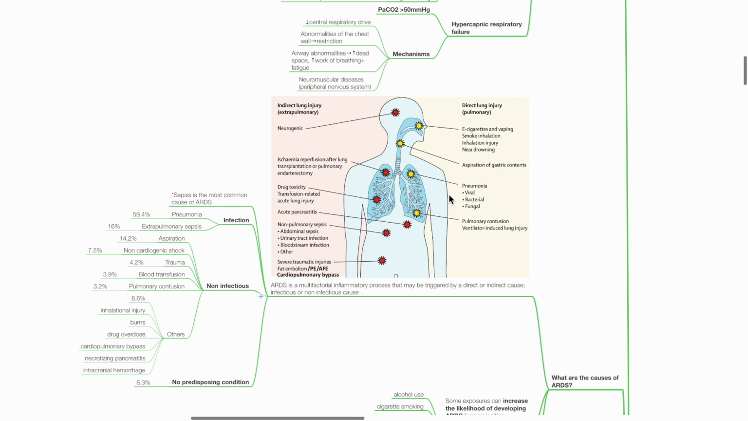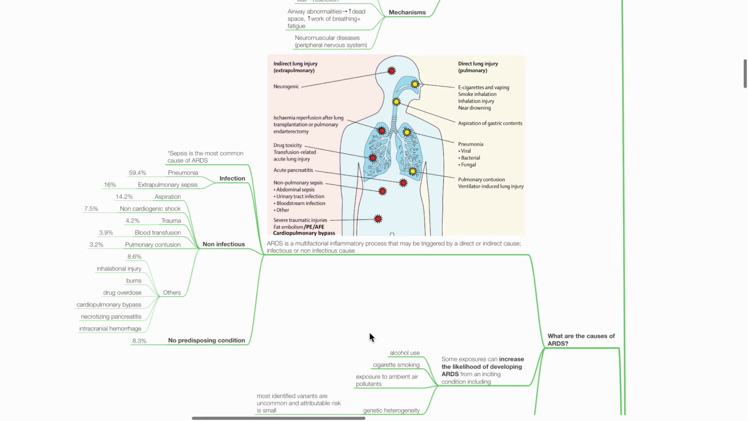Causes of indirect lung injury include neurogenic, ischemia reperfusion of the lung after transplantation or pulmonary endarterectomy, drug toxicity, transfusion-related acute lung injury, acute pancreatitis, non-pulmonary sepsis. Sepsis is the most common cause of ARDS. Severe traumatic injuries, fat embolism, pulmonary embolism, amniotic fluid embolism, and cardiopulmonary bypass.